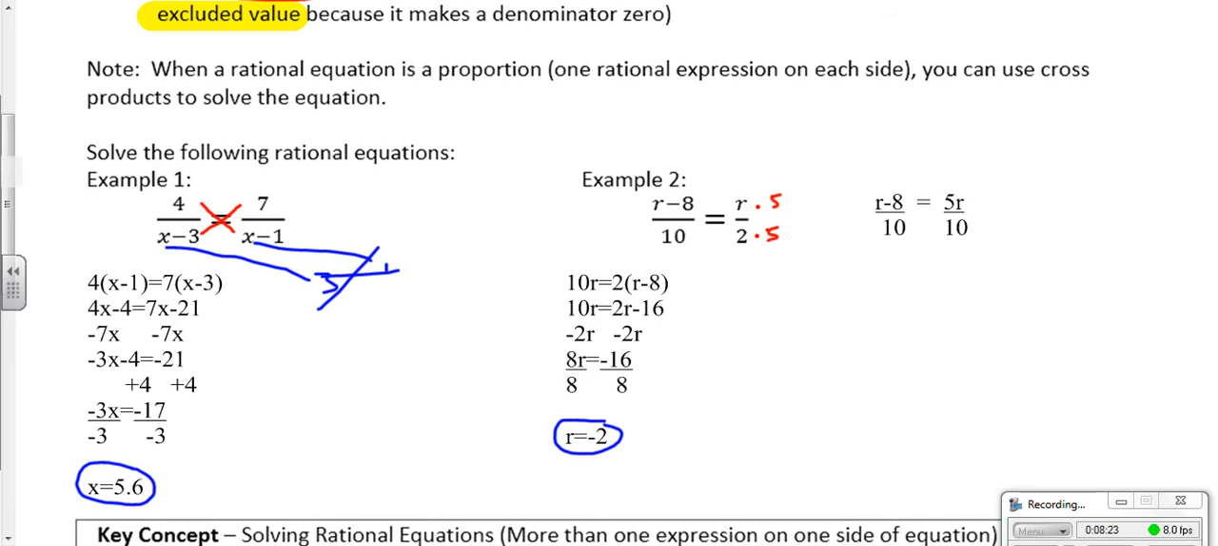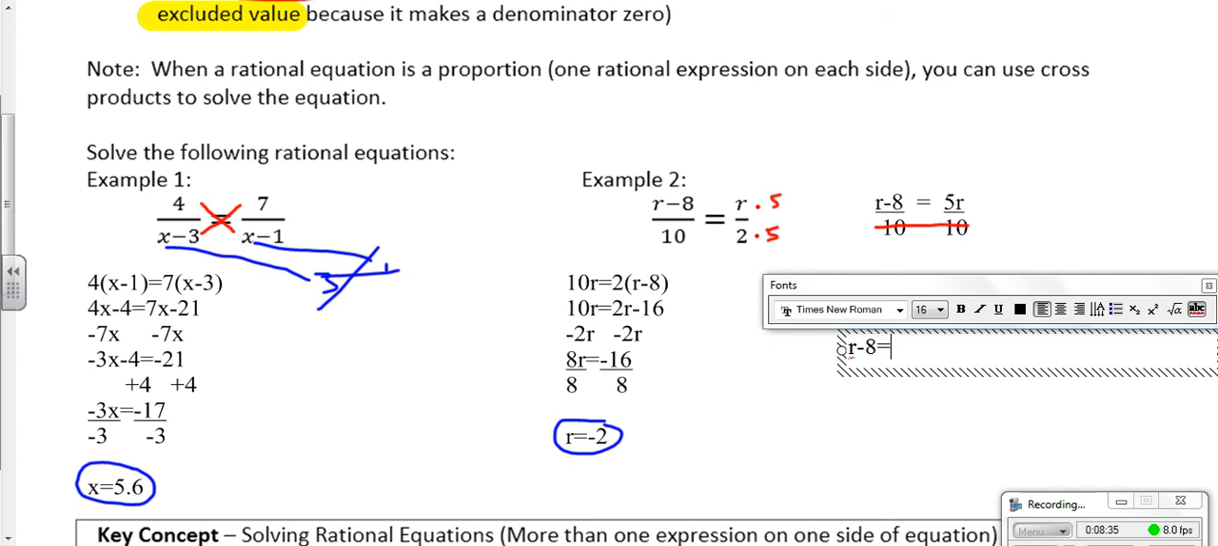So what happens is when you have this common denominator, I can actually just ignore the bottom and focus on the top and say, actually, all I really want to find out is how can r minus 8 equal 5r? Because the 10s are already the same. So really, by having a common denominator, we can get rid of the denominators and focus only on the numerators.